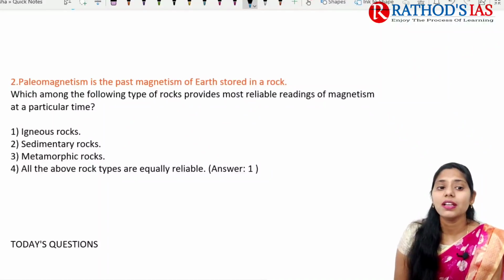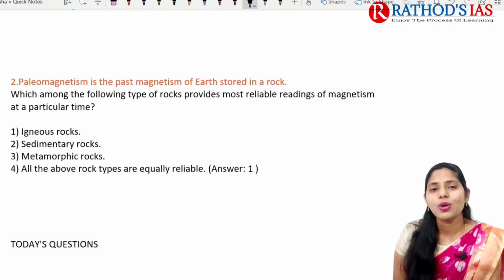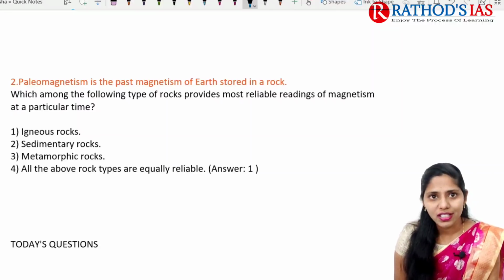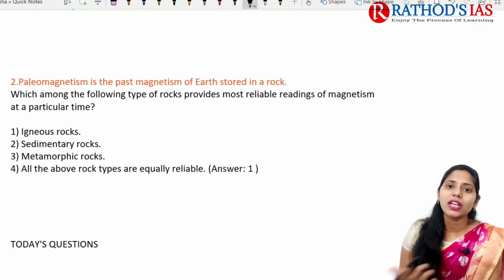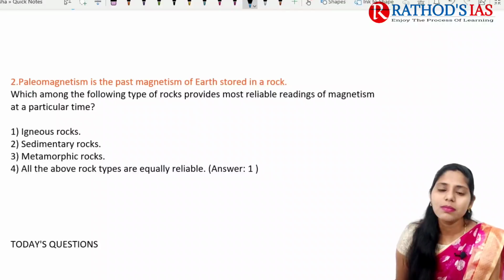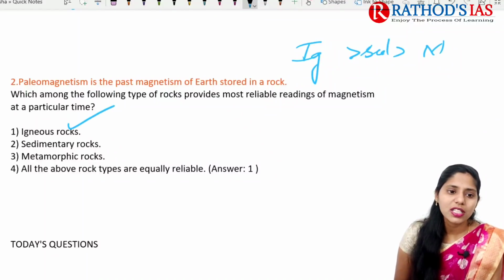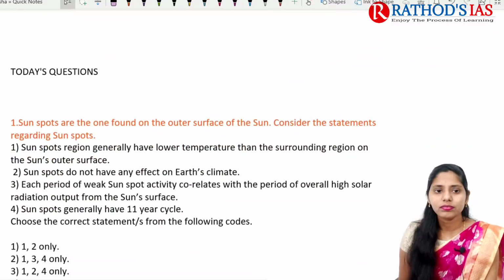And the next question is regarding paleomagnetism. Paleomagnetism is nothing but the past magnetism of the earth. How can we find this paleomagnetism? If we're talking about the increasing order of finding paleomagnetism, first we can see it in igneous rocks, and later on sedimentary rocks, and later on metamorphic rocks. So the correct answer here is igneous rocks.